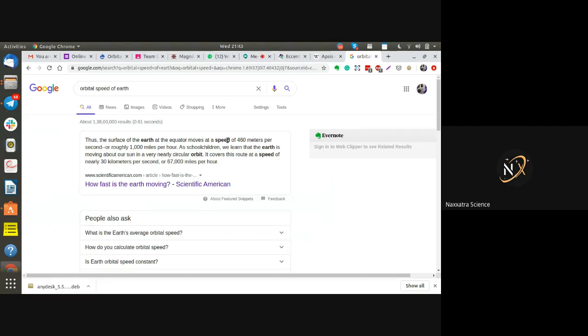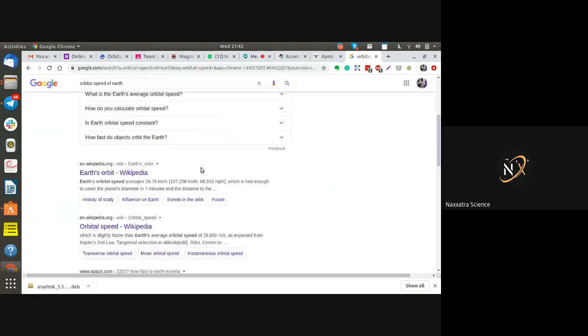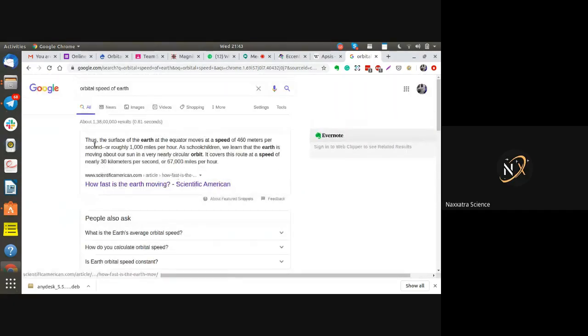So, like I said, it's around 30 kilometers per second. That is the Earth's speed, and it varies when it's closer to the sun.